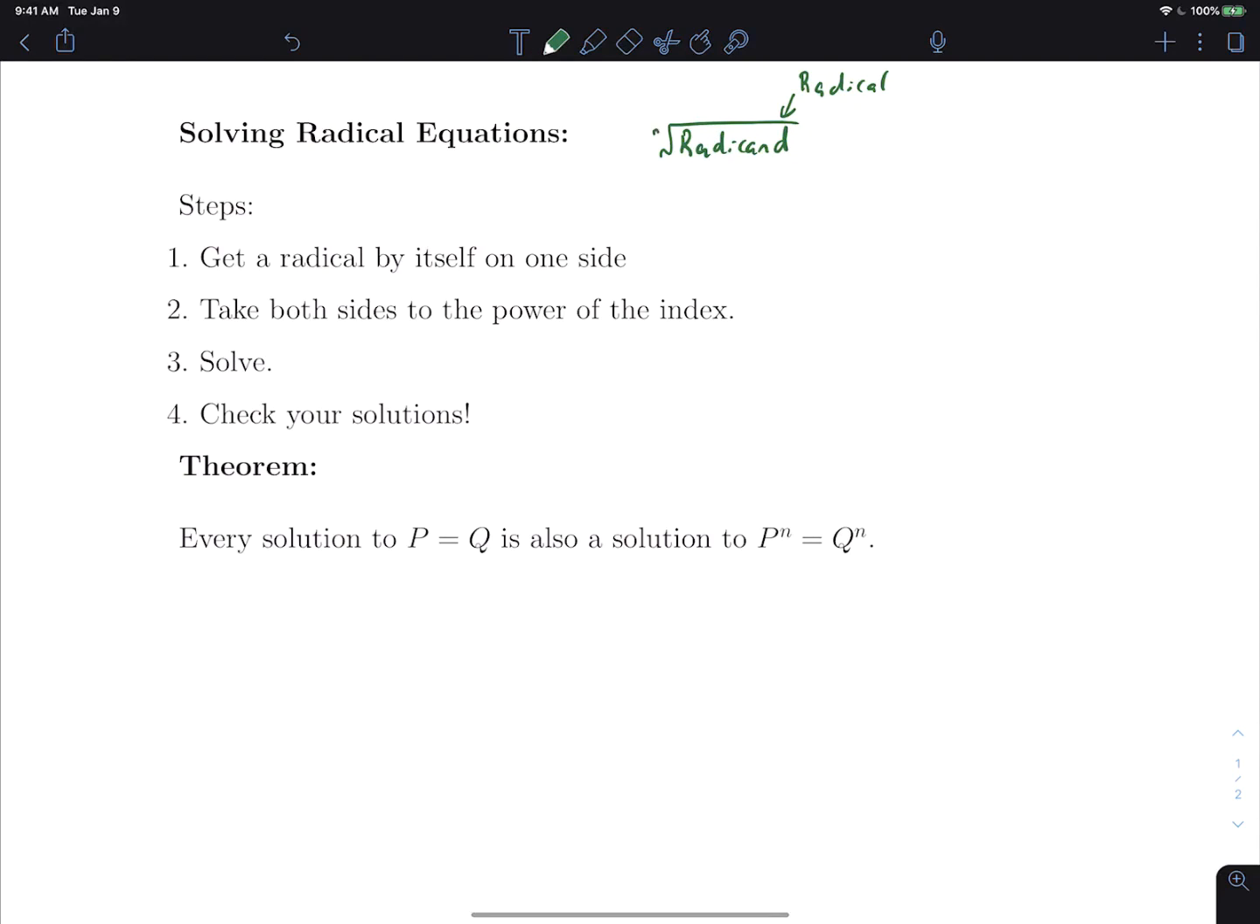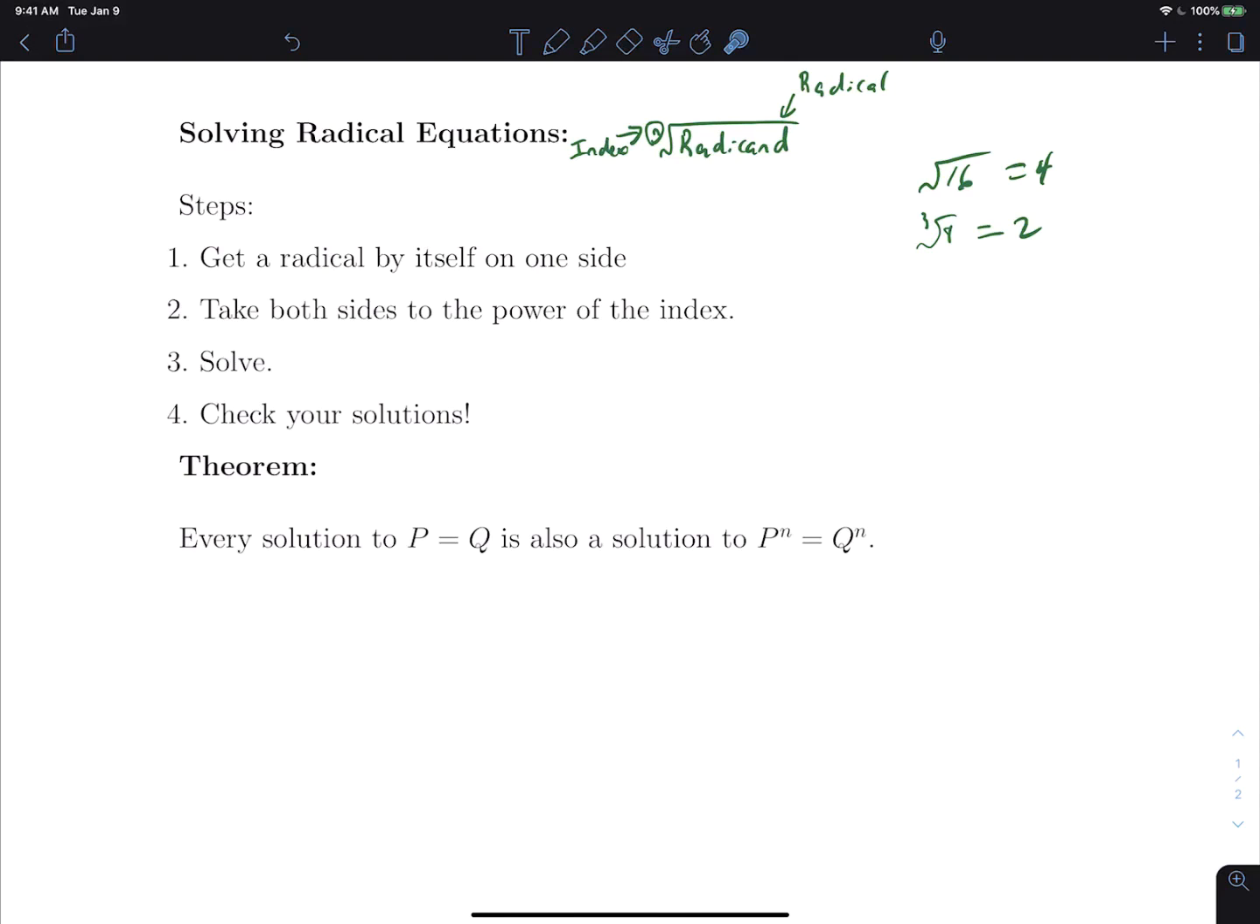And every radical has what we call an index. Now, for square roots, that understood index is 2. If we have the cube root, you have to write the 3. So the 2 for the square roots, it's just understood. But for the 3 for the cube roots, that is required. Or if we did 4th roots and 5th roots and so on and so forth.